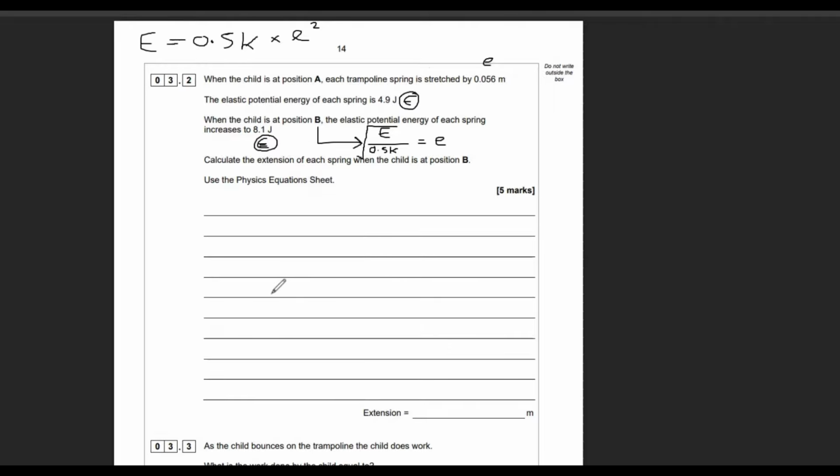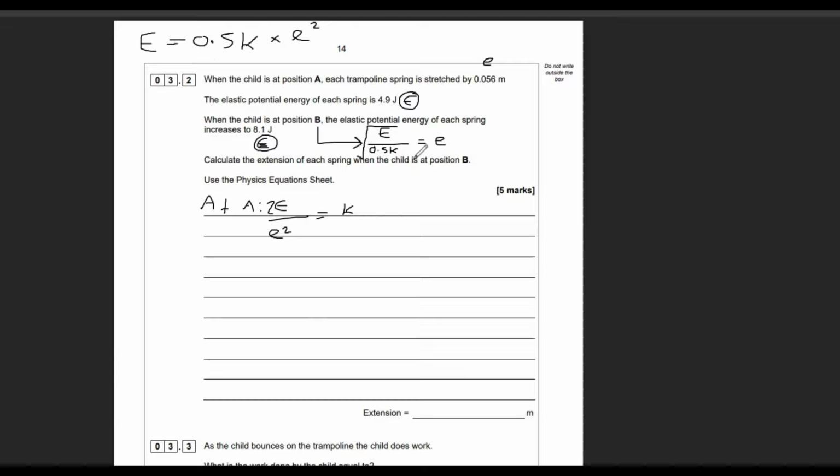All right, let's check it out. Let's work out K at A. To rearrange this, I want to do energy divided by the extension squared equals 0.5 K. Why don't I times both sides by 2? So I'm going to get 2 times the energy divided by extension squared equals K. Let's go ahead and do that.